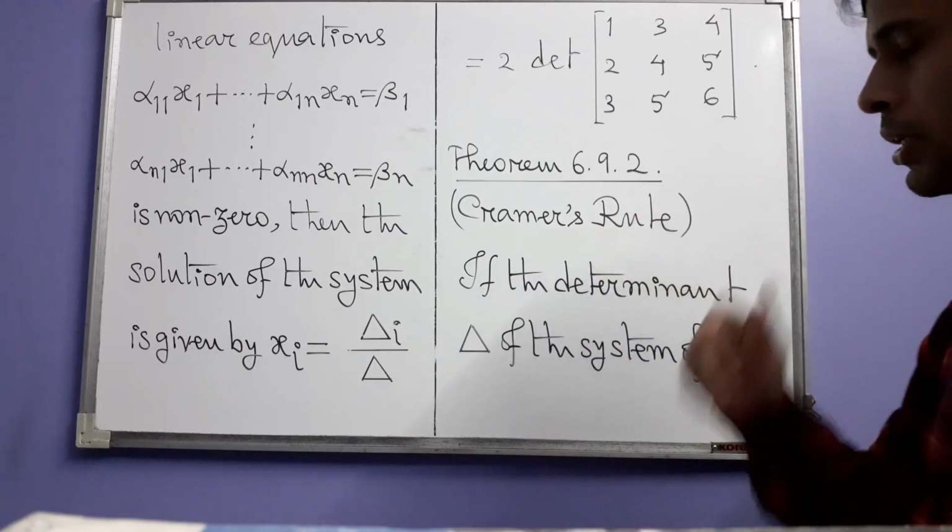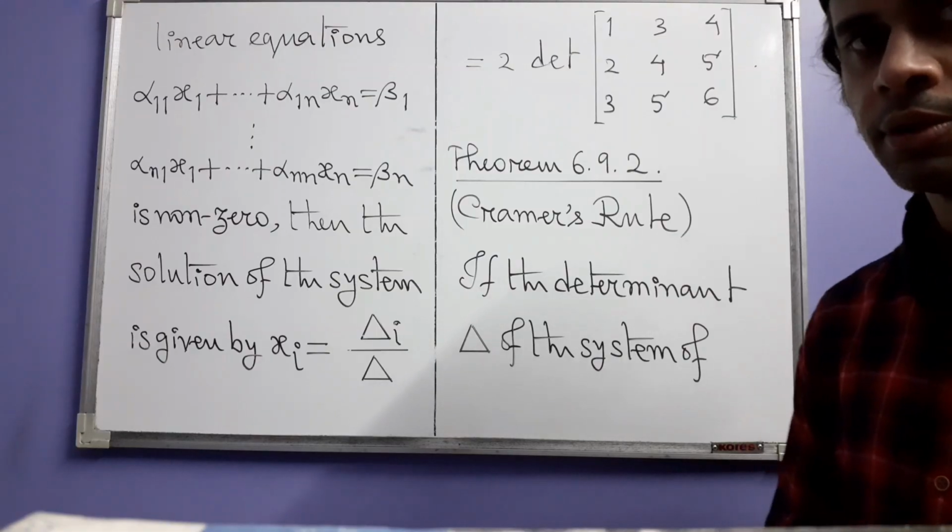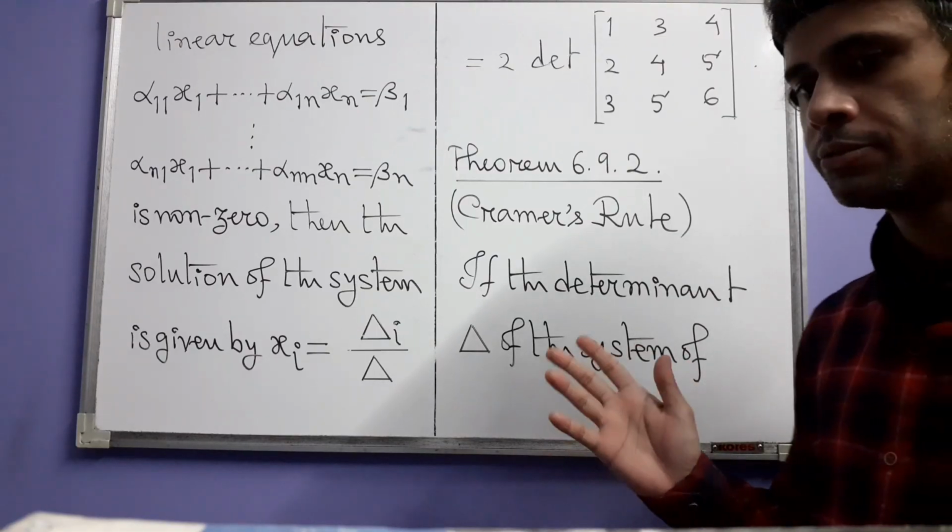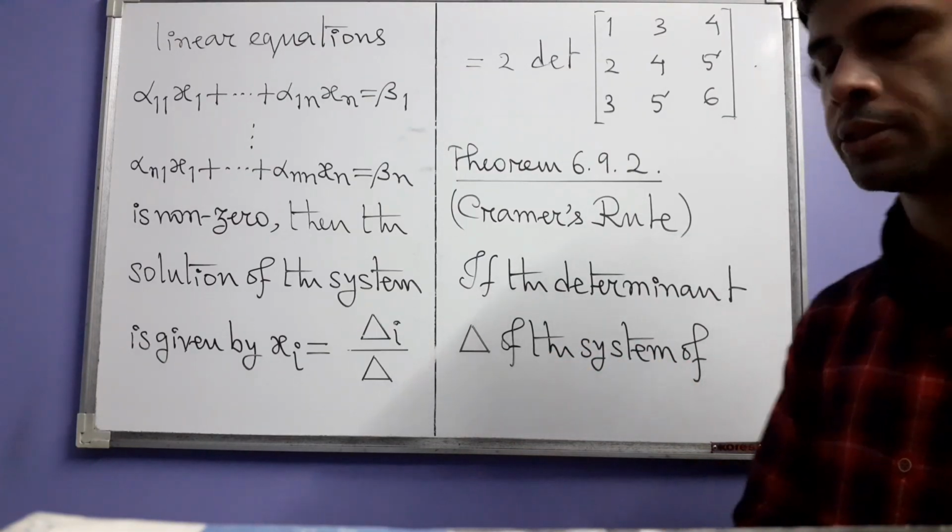Next we have this theorem 692, which you may be familiar with. It has this familiar name also, Cramer's rule. It's a rule that lets you solve systems of linear equations.